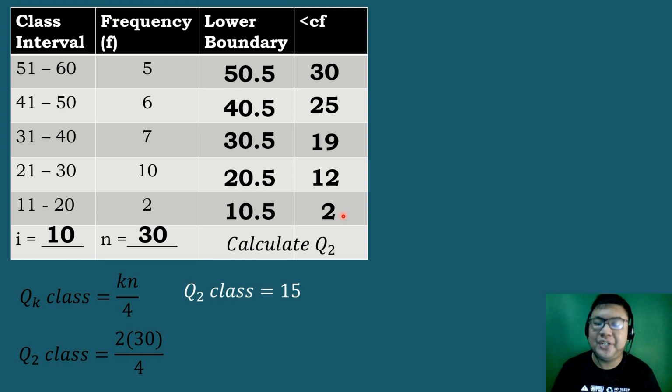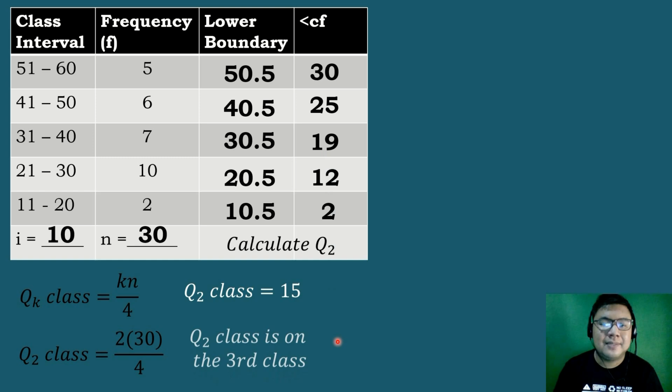So 2 is not greater than 15. So this is not the quartile class. 12 is not greater than 15. 19 is greater than 15. Therefore, the quartile 2 class is on the third class. So this class will be the quartile 2 class.